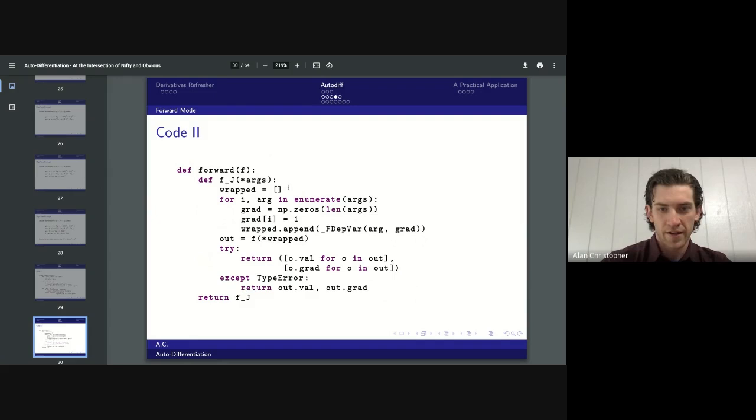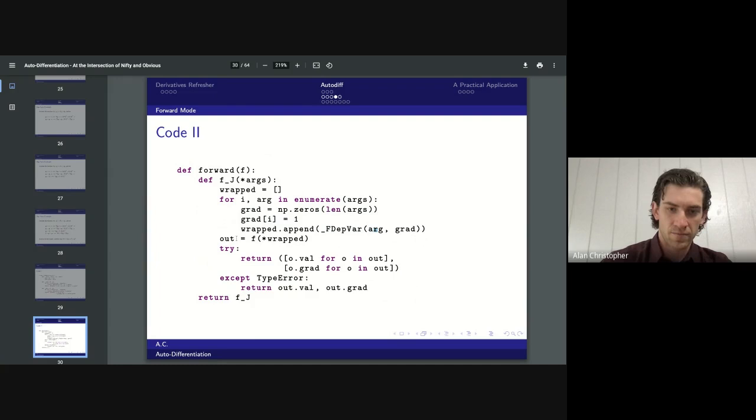And all we're doing is we're taking all of our different args via varargs, and we're going to wrap them in fdep var objects using, okay, the initial value, that makes sense, that's going to be the same. And as we discussed, we're going to bootstrap with this vector of zeros and a single one at a particular point. So that's going to be our initial gradient. And then we just call the function with these wrapped variables.